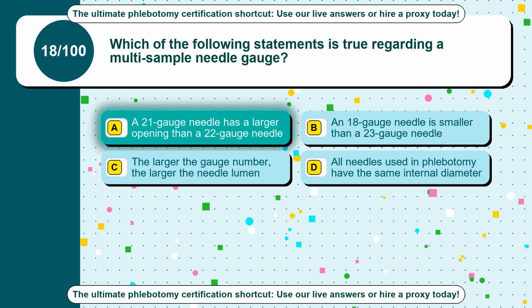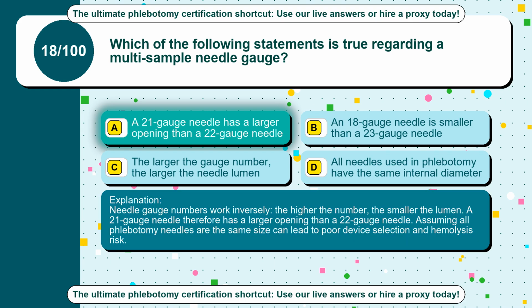The correct answer is option A. A 21 gauge needle has a larger opening than a 22 gauge needle. Needle gauge numbers work inversely, the higher the number, the smaller the lumen. A 21 gauge needle therefore has a larger opening than a 22 gauge needle. Assuming all phlebotomy needles are the same size can lead to poor device selection and hemolysis risk.